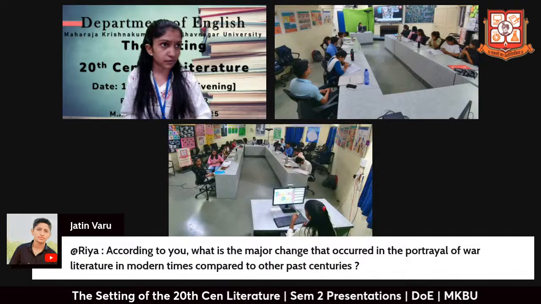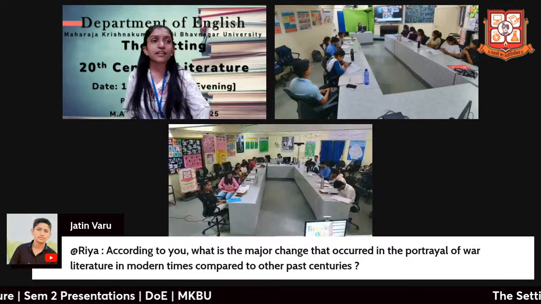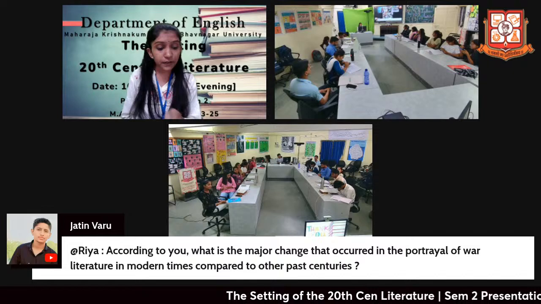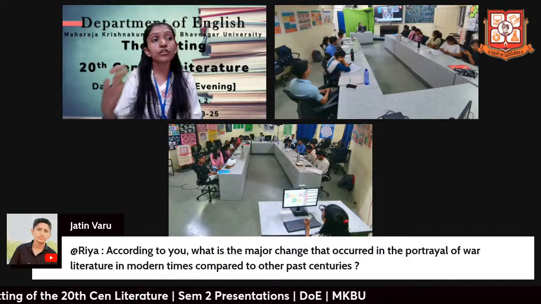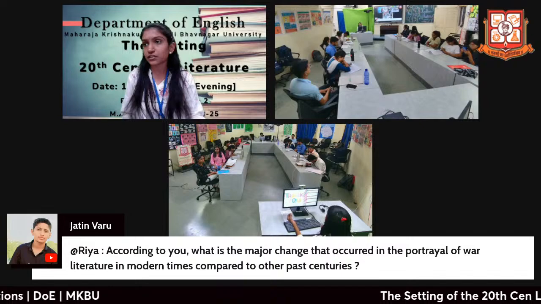For example, we have the great adventures, the Iliad and the Odyssey, the great epics we find, and they are portraying the great adventure only. And if we focus on modern times, then they are portraying war in a more realistic way. So if we read both literatures, then we find the major difference. So that is it. Thank you.